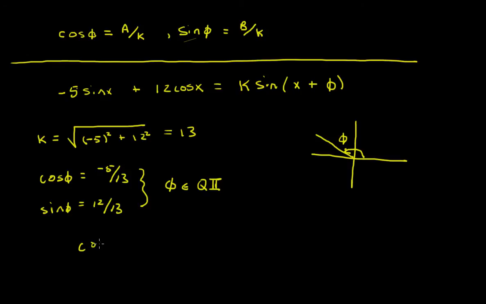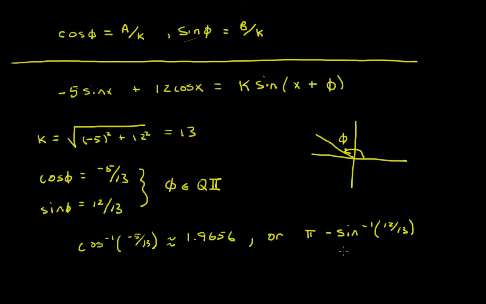Okay, cosine inverse of negative 5/13 is approximately 1.9656. Okay, that makes sense. That's a quadrant 2 angle. That's beyond half of pi, which is about 1.57. Pi is 3.14. Alternatively, we could have done pi minus the sine inverse of 12/13.